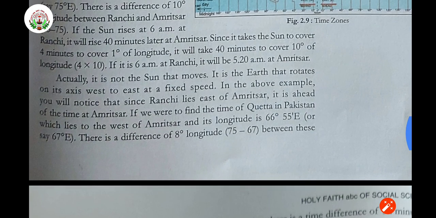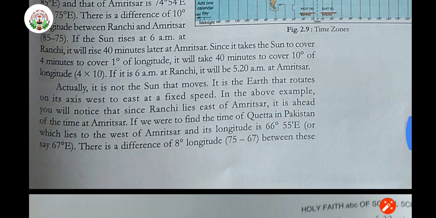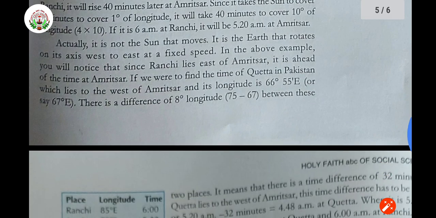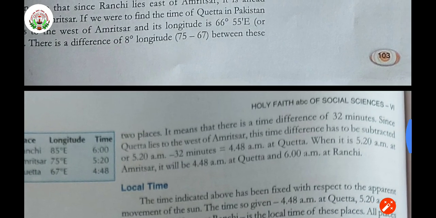If you were to find the time of Quetta in Pakistan, which lies to the west of Amritsar, okay, Ranchi is east of Amritsar, and Quetta in Pakistan is on the west side of Amritsar. The longitude of Quetta is 66 degree 55 minutes east, or you can say 67 degree. So the difference is 8 degree longitude, because it is 75 minus 67. Now between these two places, how many minutes difference are there? It means that there is a time difference of 32 minutes.